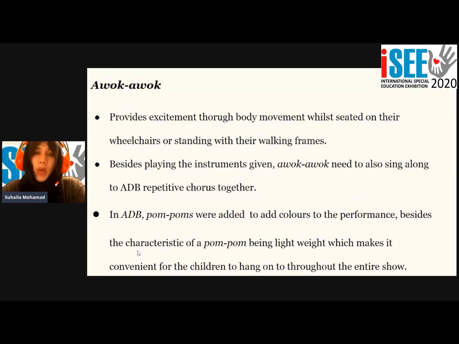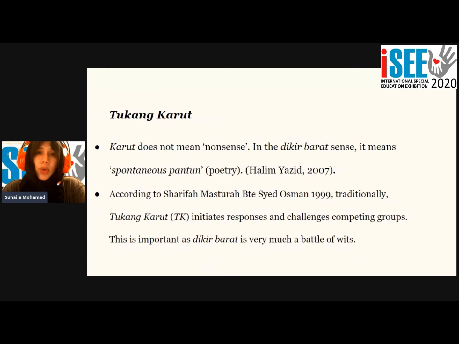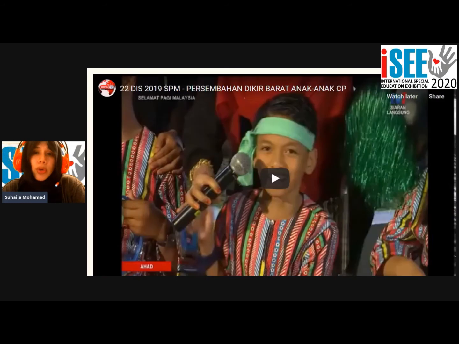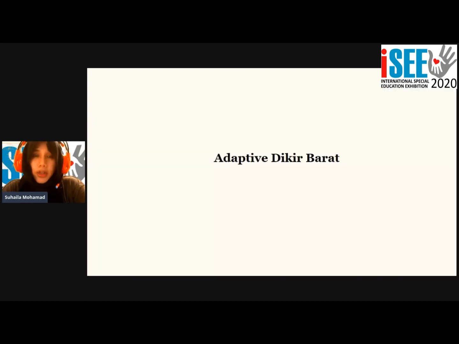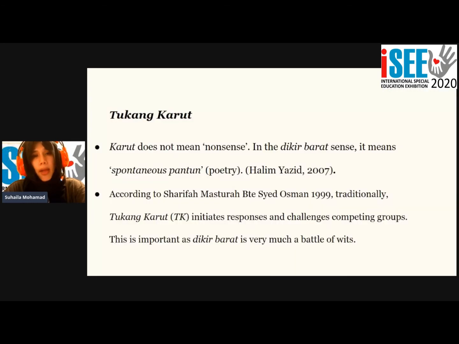Right. While competing, teams have to weave a continuous stream of impromptu rhythmic verses to ridicule and deride their opponent. However, in ADB, a few tukang karut have been selected from children with less speech impairment and not categorized as nonverbal. Instead of impromptu, the TKs in ADB were given sets of lyrics that they have to memorize and sing according to their turn. Next is our musician.